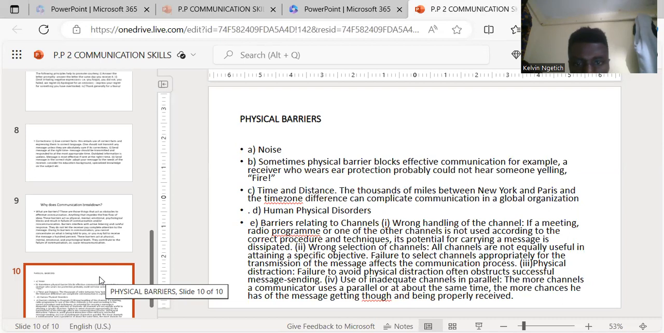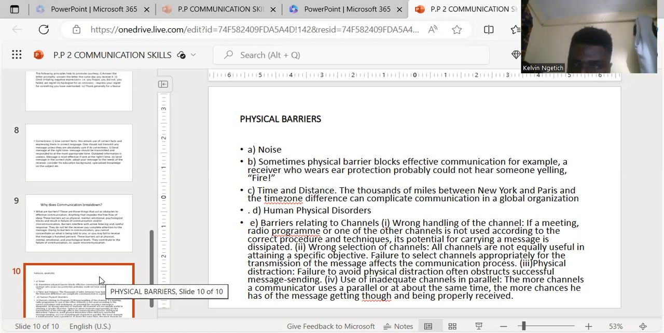Lastly, barriers relating to the channel. First, poor handling of the channel. If a meeting, radio program, or any other channel is not used according to the correct procedure and techniques, its potential for carrying a message is dissipated. Second, wrong selection of channels. All channels are not equally useful in attaining a specific objective. Failure to select a channel appropriately for the transmission of the message affects the communication process.